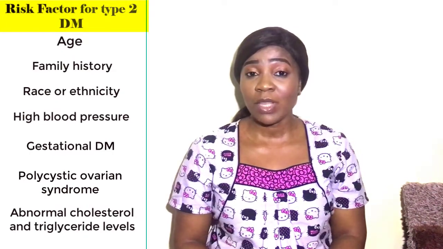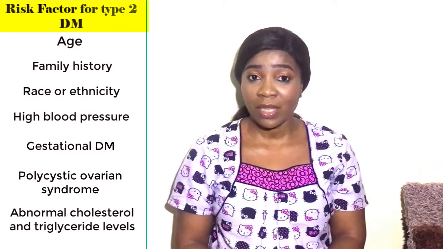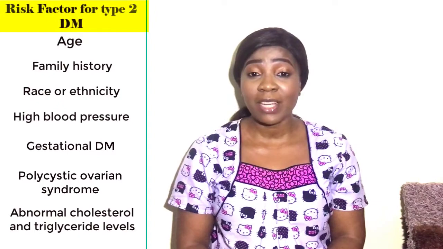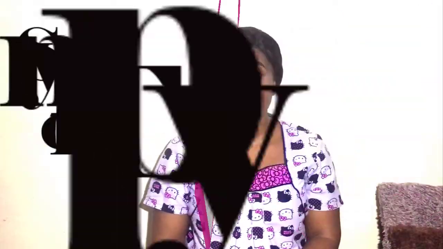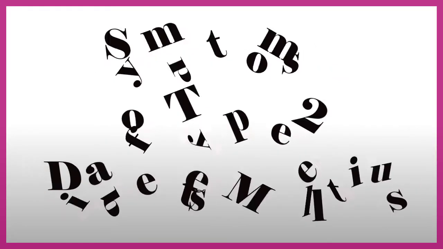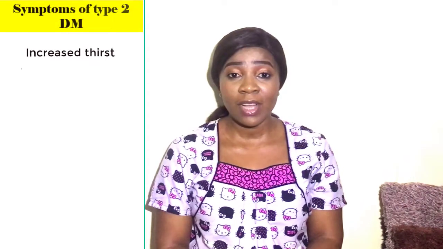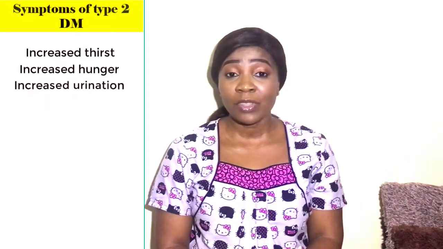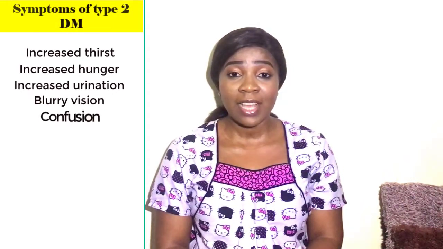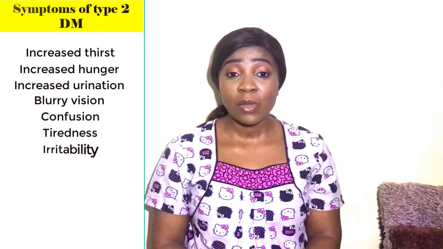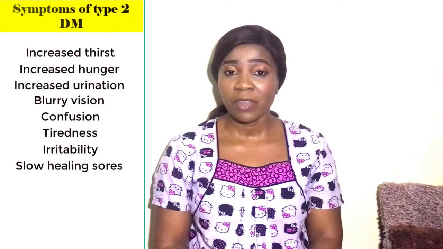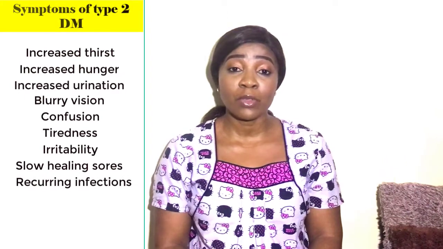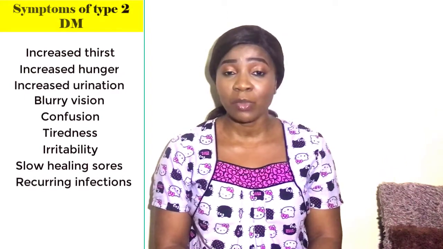The symptoms of type 2 diabetes mellitus are similar to those of type 1, but are often less marked. As a result, the disease may be diagnosed several years after onset or after complications have already arisen. The symptoms include increased thirst, increased hunger, increased urination, blurry vision, confusion, tiredness, irritability, sores that are slow to heal, and recurring infections as a result of elevated blood glucose levels, which makes it hard for the body to heal.